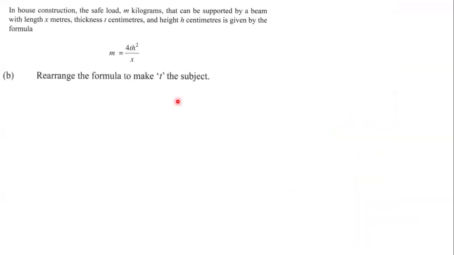Now, here they want us to rearrange the formula to make T the subject. And so we have this formula right here, and our goal is to make T the subject. And so the first thing we're going to do is multiply both sides of this equation by X over 4H squared. And the reason why we want to do that is because we want to get rid of this X, right? And in order to get rid of this X at the bottom, we have to multiply it by an X on the top. And we want to get rid of the 4 and the H squared because we just want T on the top.